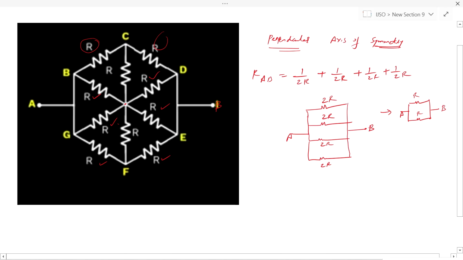I did it like this, took the resistance for RB and RB.